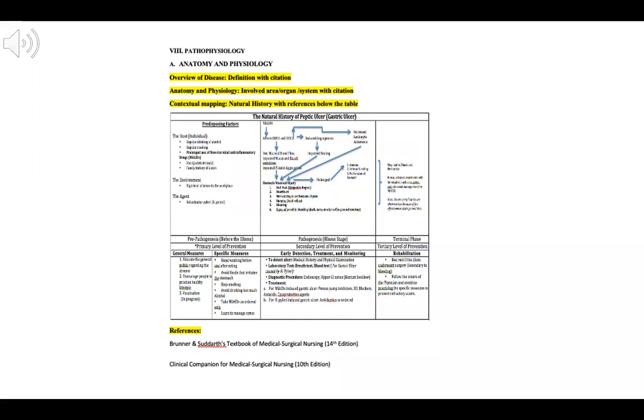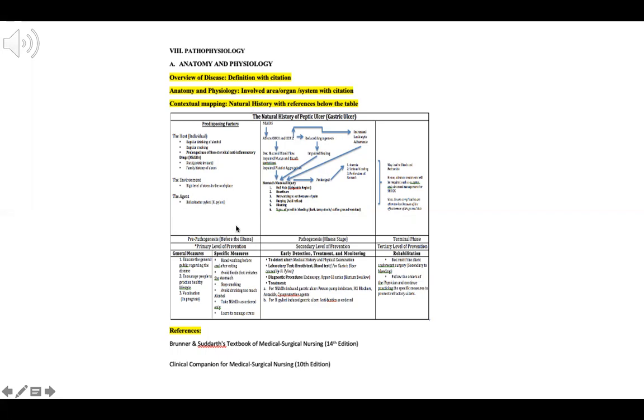In the nursing portfolio submitted by the students about a particular case or client, the scientific analysis is facilitated when the student nurse is doing the pathophysiology, where the student first discusses the overview of the disease, which would include the definition, and of course it will be written with citation. And then next is the discussion of the anatomy and physiology, which focuses only on the body part or the body system that is affected, also with citation.